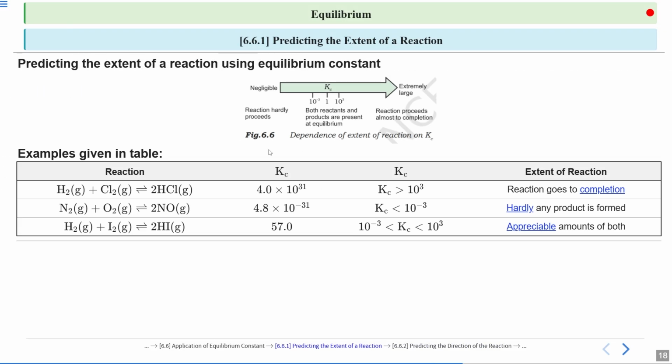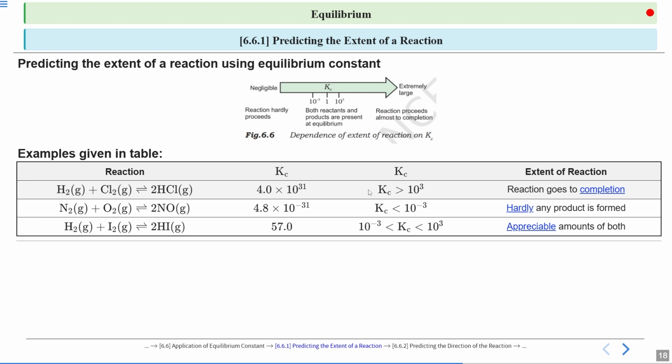Now we will look at some examples to understand the same. Suppose we are taking three reactions here. For the first reaction, we have H2 plus Cl2 giving 2 moles of HCl. In this case, if you calculate the Kc for the reaction, you will get 4.0 into 10 to the power 31. Remember that this value is specified for a given temperature, and suppose at any temperature we are getting this value. Now in this case you can easily see that this Kc value is greater than 10 to the power 3.